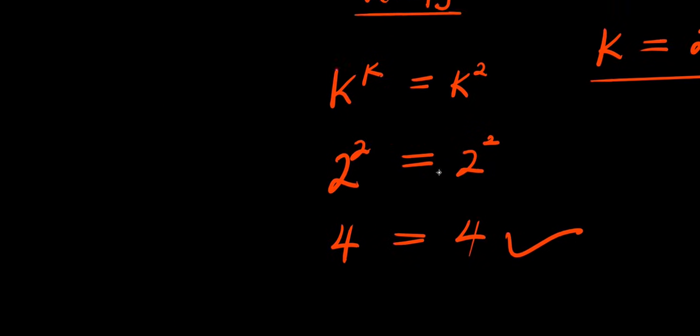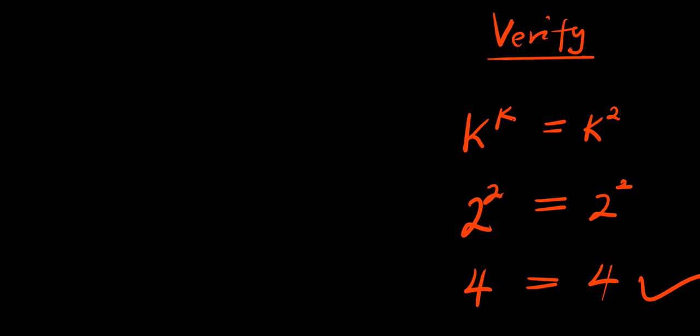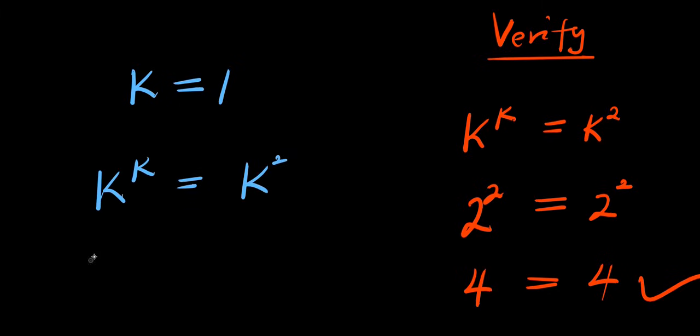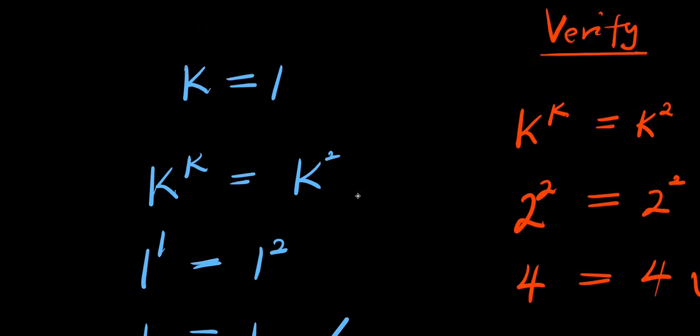Now, that one has been proven to be correct. Let's also consider when k equals 1. If k equals 1, that means we have k power k equals k power 2: 1 power 1 equals 1 power 2. 1 power 1 is 1, equals 1 power 2 is 1. This also has proven to be correct.